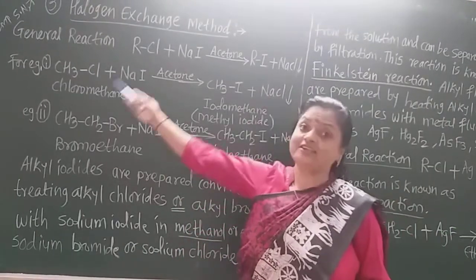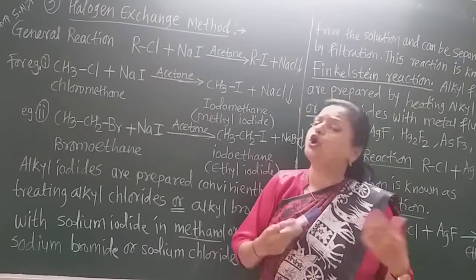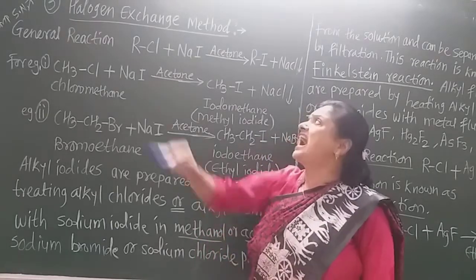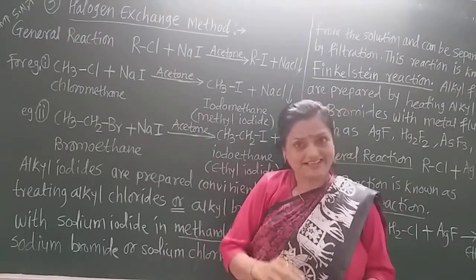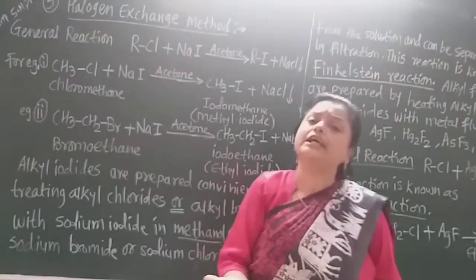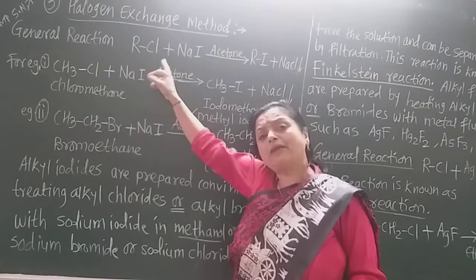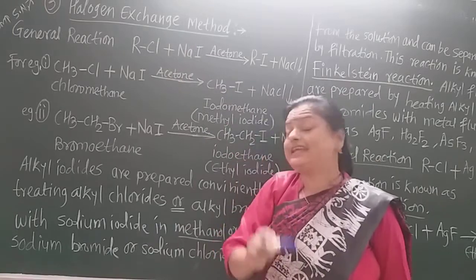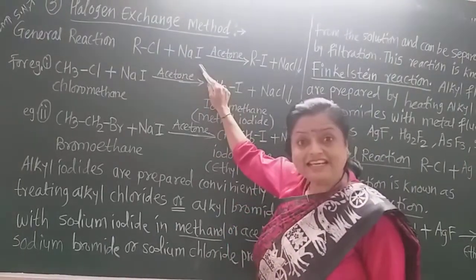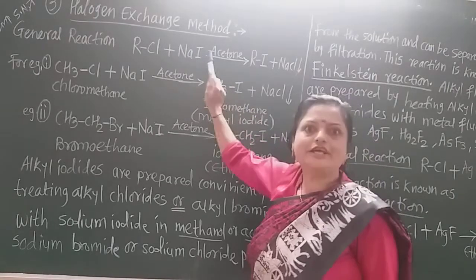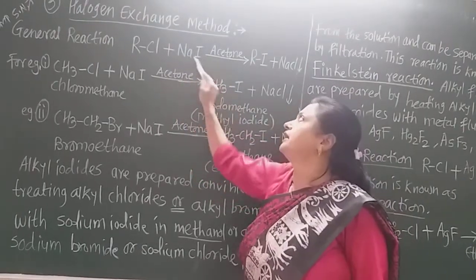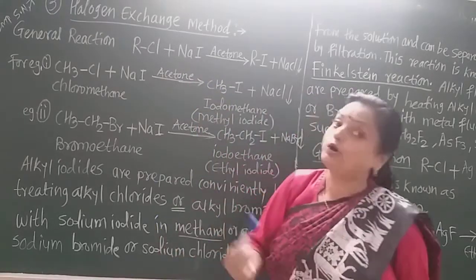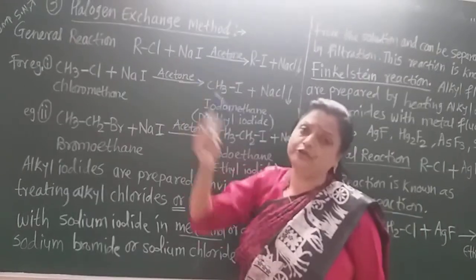Now see the general reaction first. What is in the general reaction? We know the general formula of alkyl halide, RX. But here we take RCl, that means alkyl chloride, as a starting material. Or you may take alkyl bromide also. The formula will be only RBr. Suppose it is the general reaction. And we must know that in the Finkelstein reaction another very important reagent is sodium iodide or potassium iodide. You take sodium iodide or potassium iodide, but always take the iodide salt.